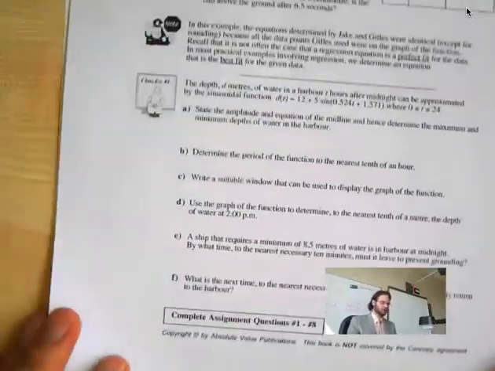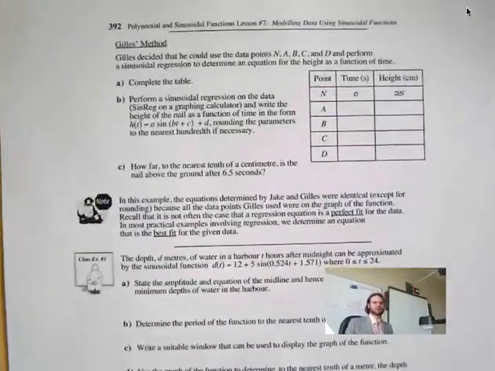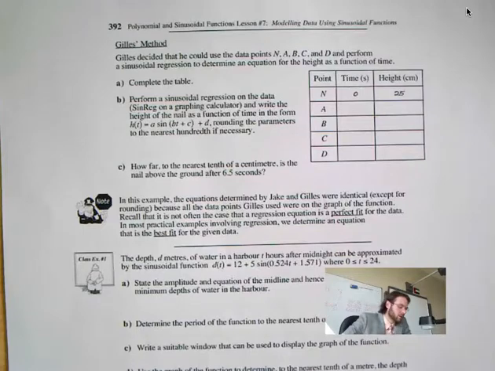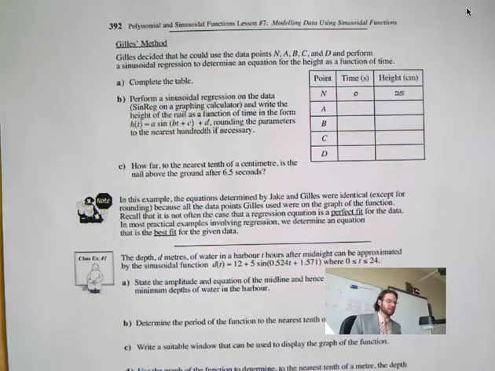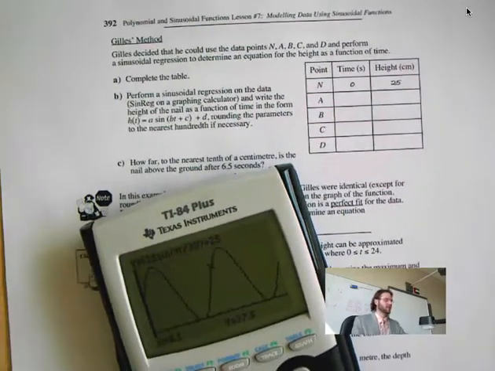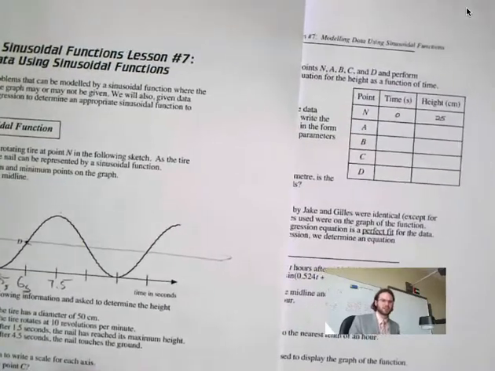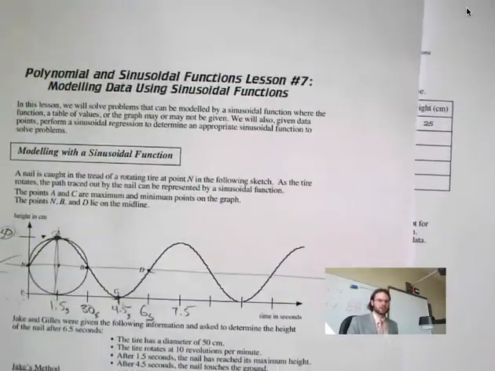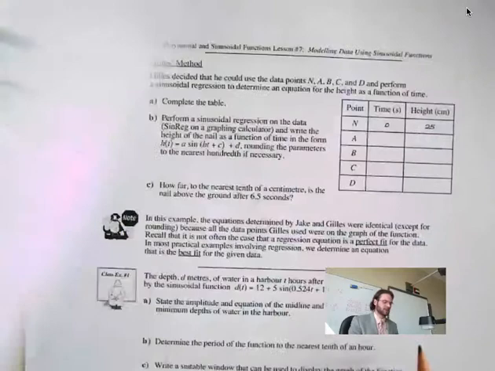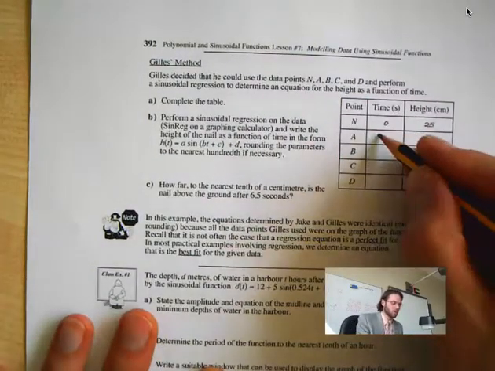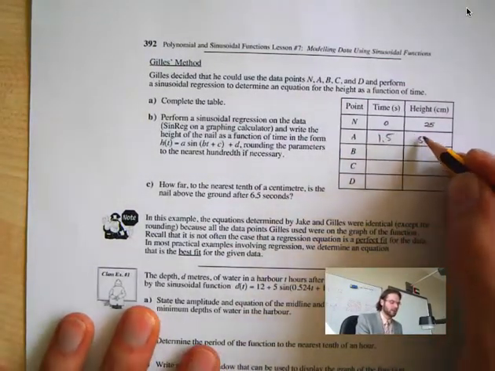Next question. So here is Gilles' method. So Gilles completed this table. Okay? So Gilles decided that he could use data points A, B, C to perform a sinusoidal regression. So he made the table and put all of these in the table. So we're going to use these points here. So he had 0 is 25. 1.5 is 50.